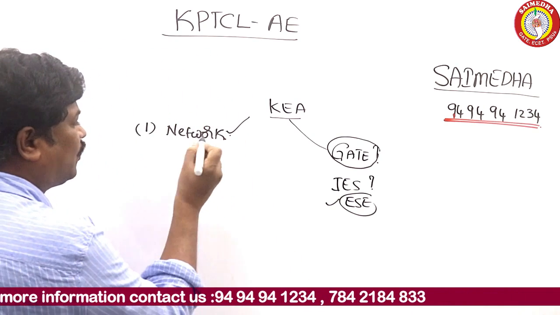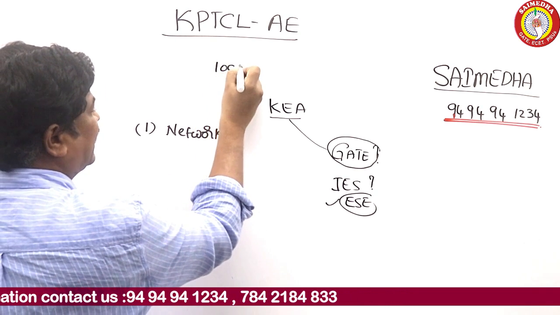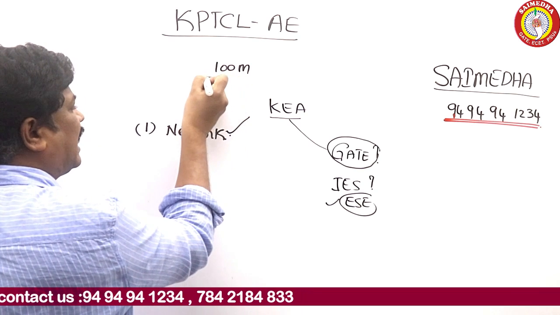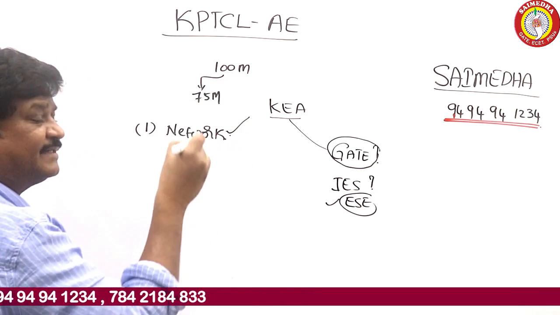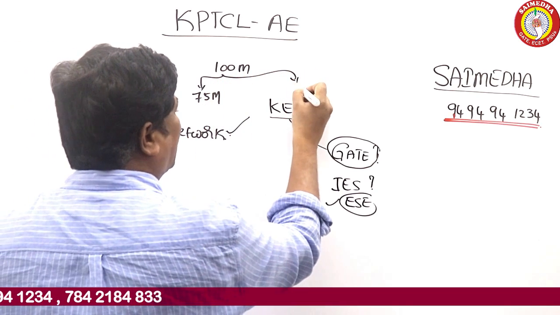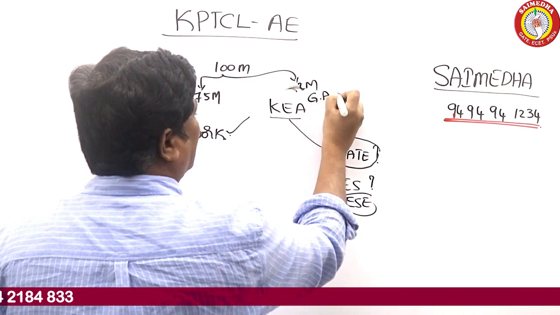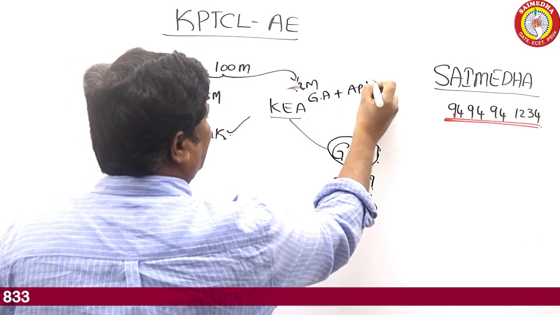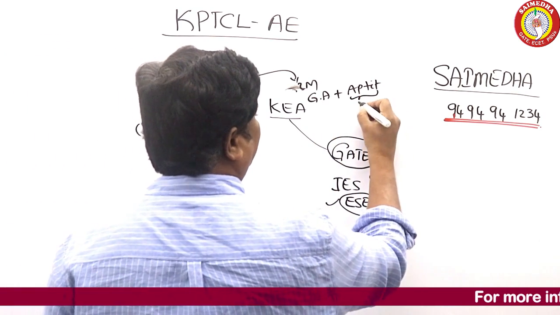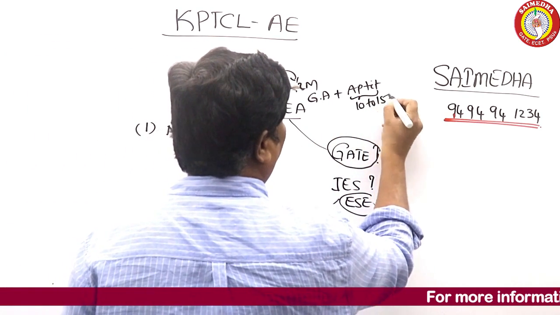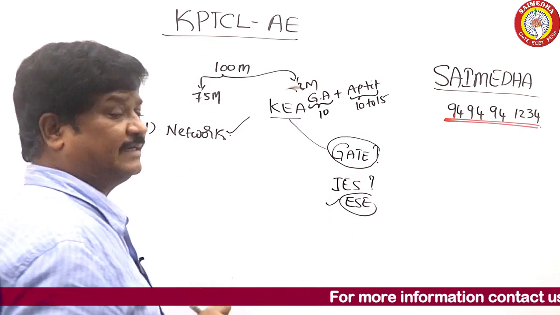So I can tell you, we have a 100 marks paper, and there is negative marking here. In the 100 marks, 75 marks is our pure subject, and 25 marks is general awareness and aptitude. The aptitude questions are a minimum of 10 to 15. General awareness questions are around 10 or nearly like that.